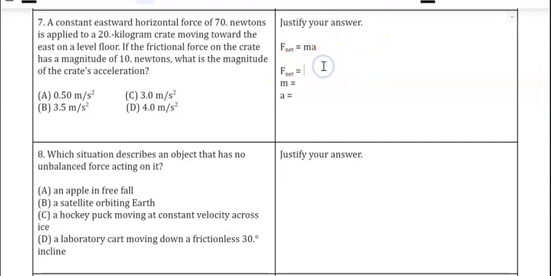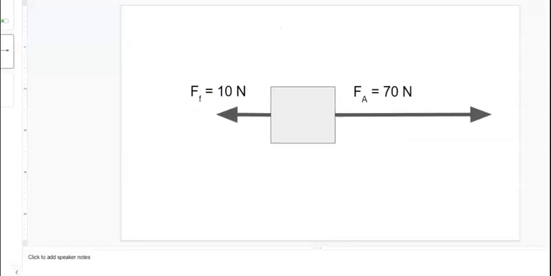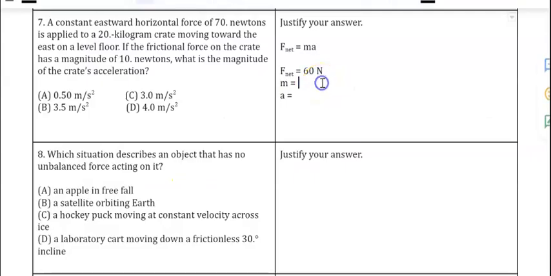I decided to list out my variables. To find F net, I have to know that my 70 newtons is applied, so that's going to be going one way. And then my frictional force of 10 newtons is going to be going in the opposite direction. So I need to remember that my net force is going to be 70 newtons minus 10 newtons, or 60 newtons. And if I wanted to draw a picture of it, it could look something like this. Applied force of 70 newtons to the right, and a force of friction of 10 newtons to the left. Subtracting those two forces is how I end up with 60 newtons as my net force.